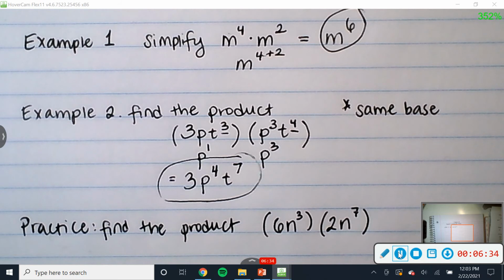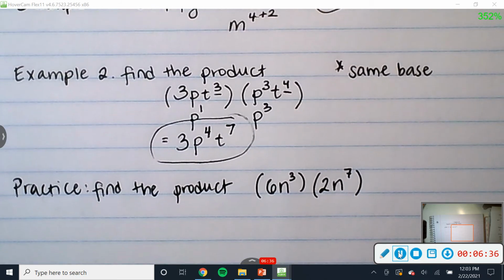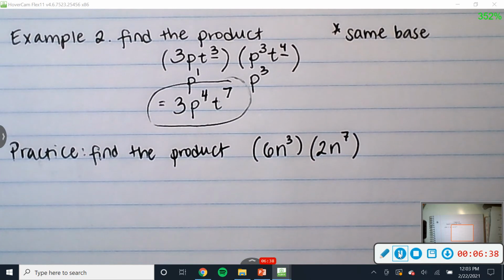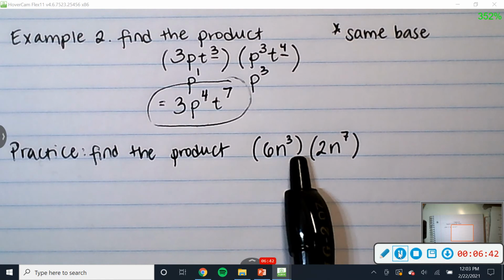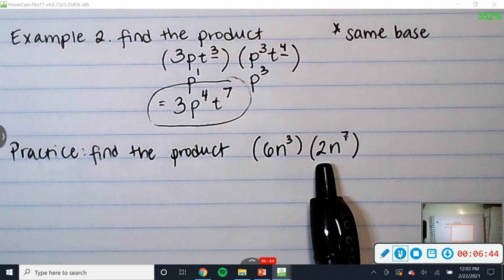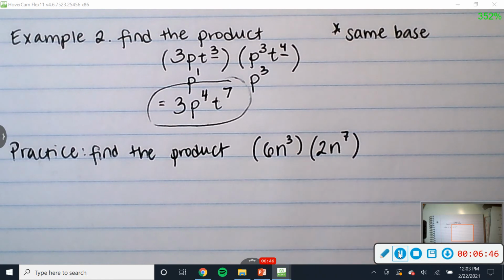I want you to pause the video and try this practice problem on your own. It is very similar to example 2. Find the product of 6 times n to the 3rd power times 2 times n to the 7th power. Pause the video and try to solve on your own.